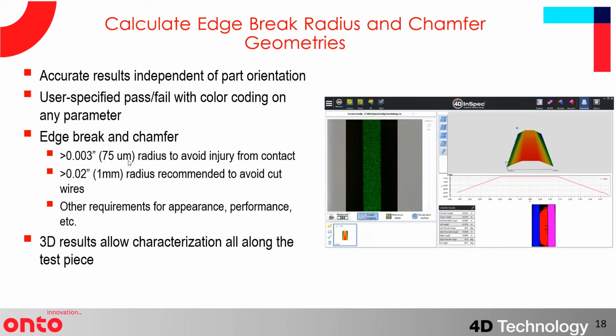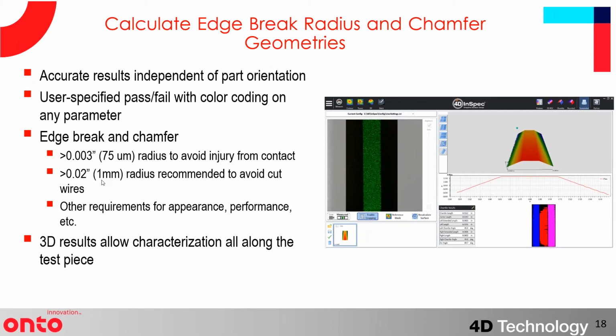So you need at least a 75 micron radius or 3/1000 in order to avoid injury from contact. That's kind of the minimum radius to make something not dangerous to skin, if you will. But then if you're thinking about something that might be in contact with wires or with other material, you need a much broader radius. A lot of cases about a 1 millimeter radius or 20/1000, and that will prevent an edge from actually cutting into wires or electrical circuits or things like that.